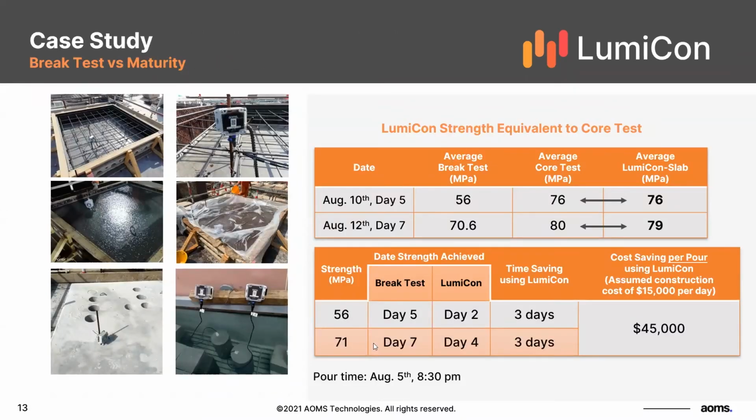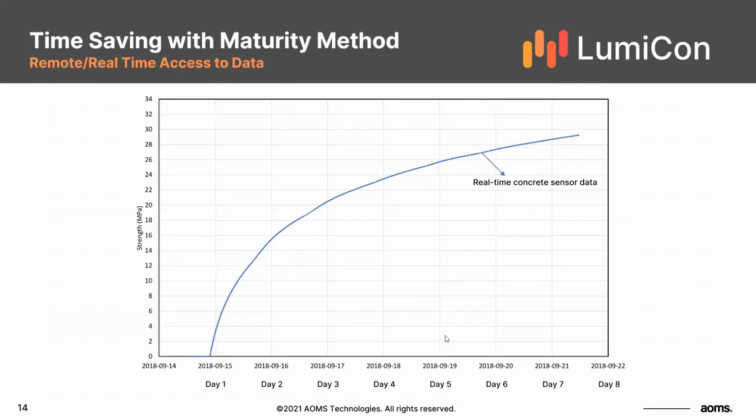The other value that I talked about earlier is the fact that cylinders do not provide real-time data, and they do not give you continuous data. So we had another case study where we prepared a very small sample of the concrete, and we used the maturity method, and at the same time, we were breaking cylinders from that small mock-up trial. So this blue curve that we see is the maturity.